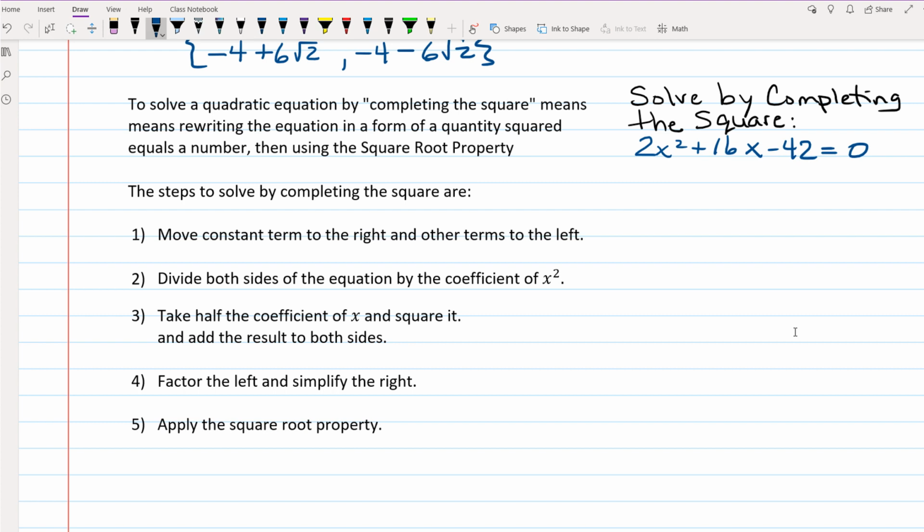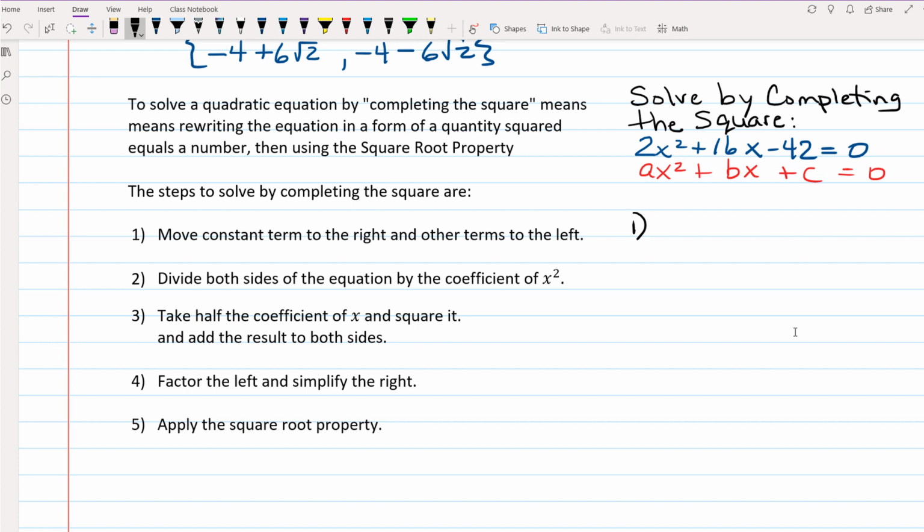So here I have an example that we're going to use all of these steps for. 2x squared plus 16x minus 42 equals 0 is a quadratic equation because it fits the pattern of ax squared plus bx plus c equals 0. We were asked to use completing the square, so that's the technique we're going to use.